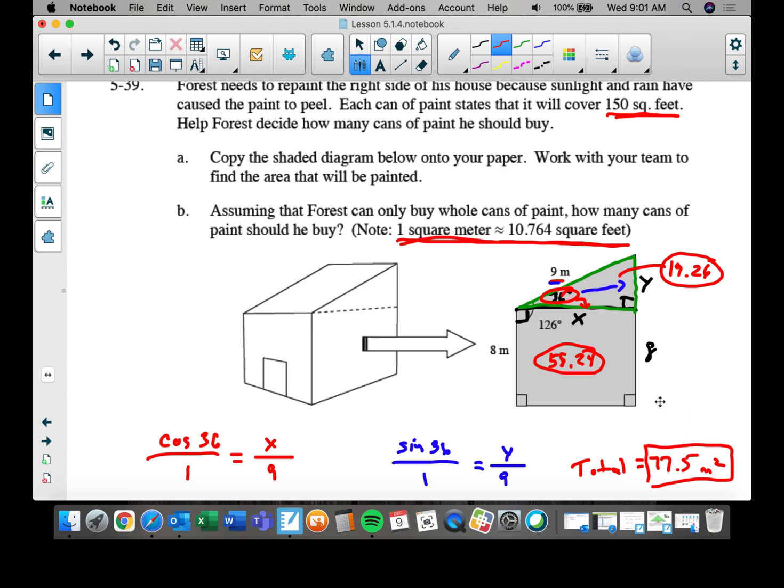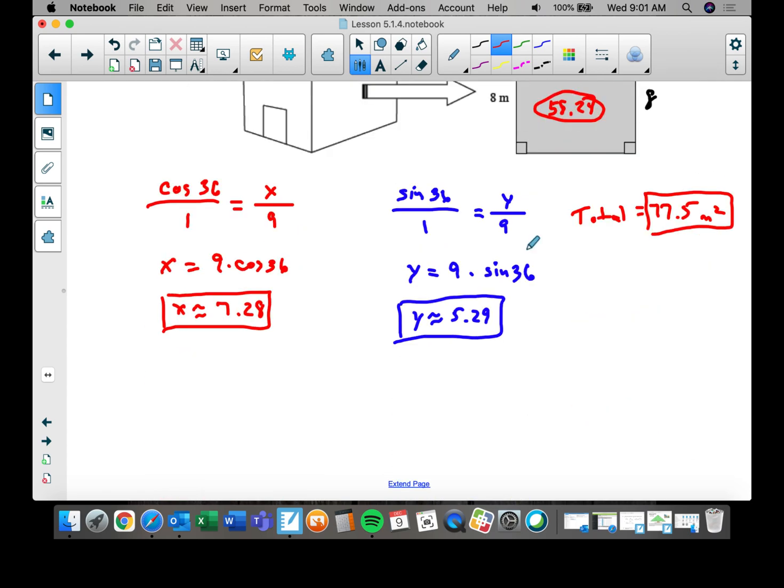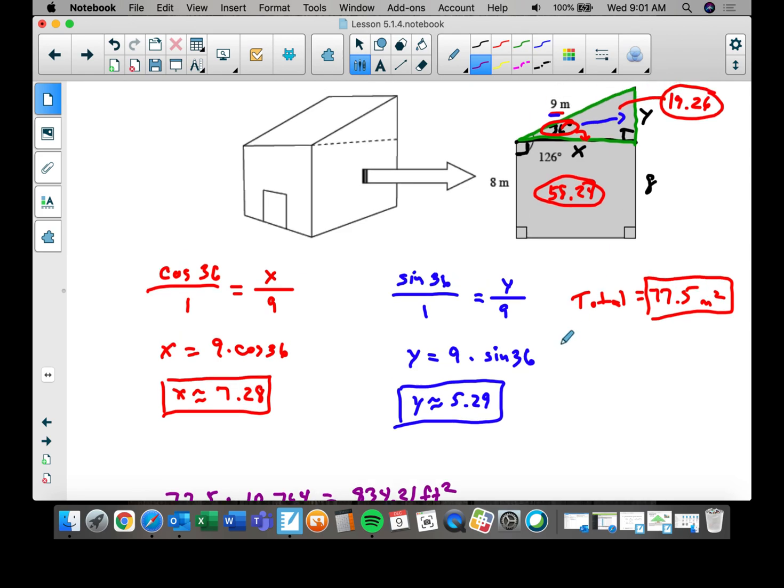So if 1 square meter equals that 10.764, I'm going to come down here and I'm going to take 77.5. That's how many square meters I have. And I'm going to multiply that by the 10.764. Okay. So 77.5 times 10.764 equals 834.21. That now is square feet. Okay, so now that's the total square footage of this wall of the barn that they're looking at.